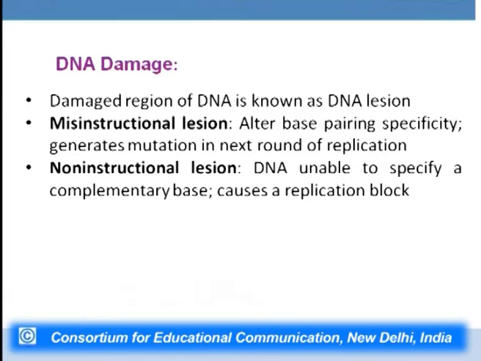Or it might be a non-instructional lesion, that is, DNA is unable to specify a complementary base and it creates a replication block. If a non-instructional lesion occurs in the DNA, then it will lead to blocking of the replication, so that DNA will not be replicated beyond that particular point, and the cells will not have replicated DNA, so it will lead to disastrous consequences for the progeny of the cell which is getting divided at that particular time.